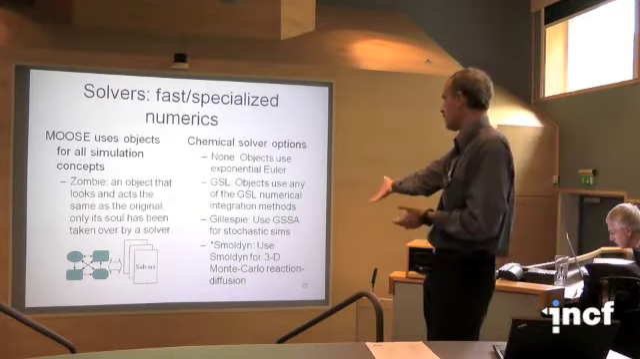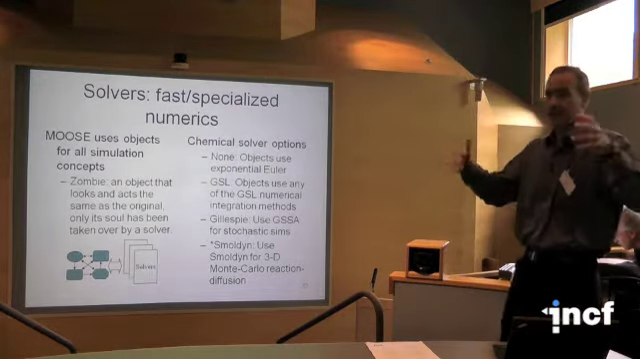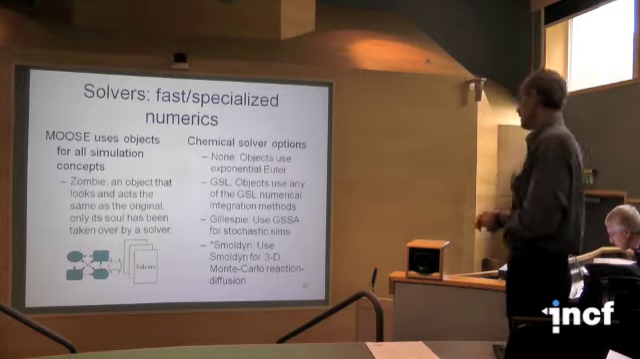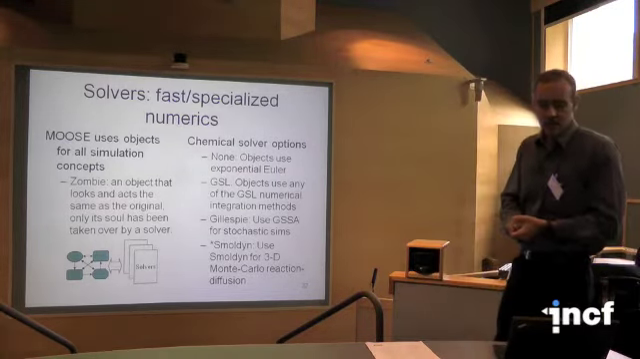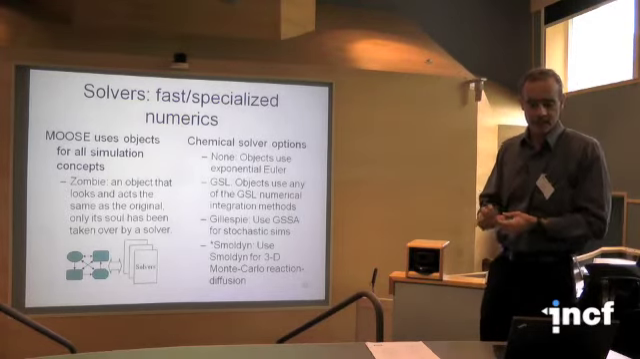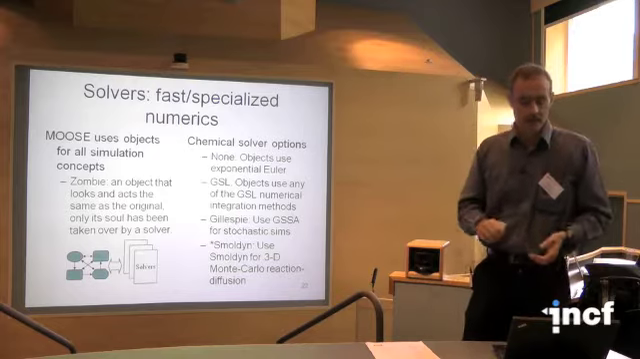And so here are just some of the options we have for using the chemical solver. You can use nothing. In other words, it defaults to the built-in method. It uses any of the GNU Scientific Library methods. It can use Gillespie calculations, Smoldyn. It can do some of these in spatial reaction diffusion coordinates, and so on.